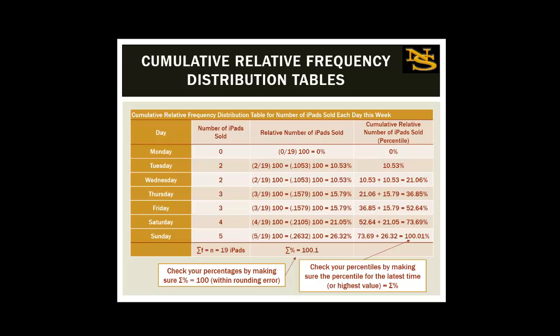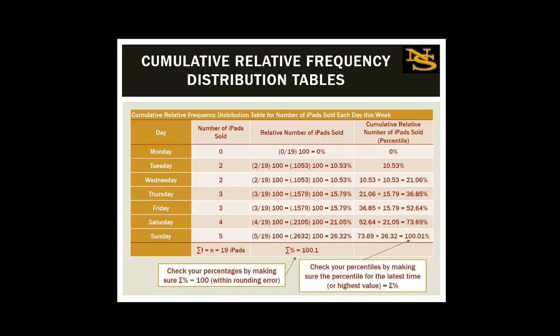Now let's move down to Wednesday. We add the percentile for the day just before, 10.53, to the percentage for the day of interest, 10.53, and you get 21.06. So you could say that 21.06% of all the iPads sold this week were sold Wednesday or before. Moving on, take the percentile for the value just before the value of interest, 21.06, plus the percentage for Thursday, 15.79. Add those together, and you get 36.85.